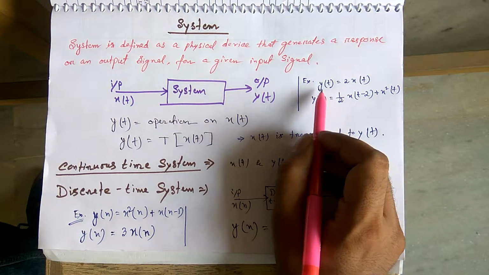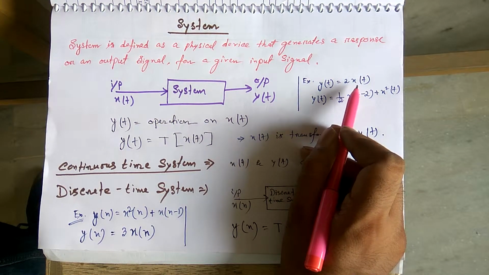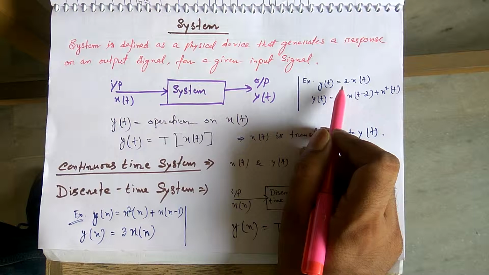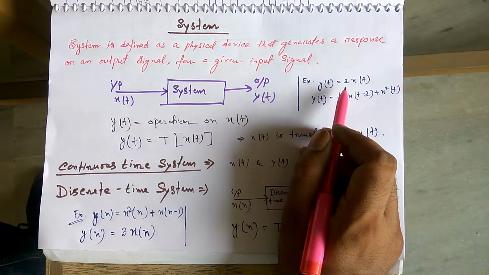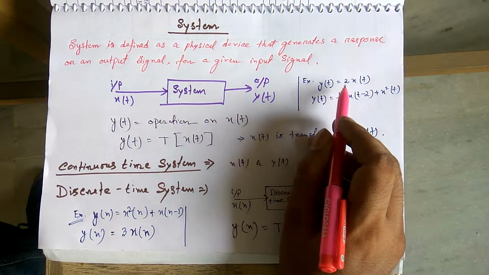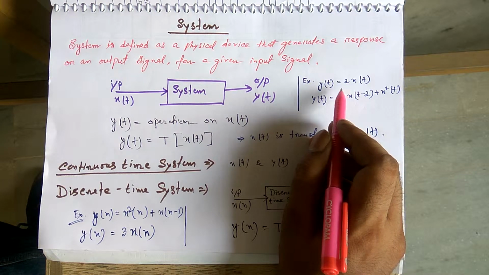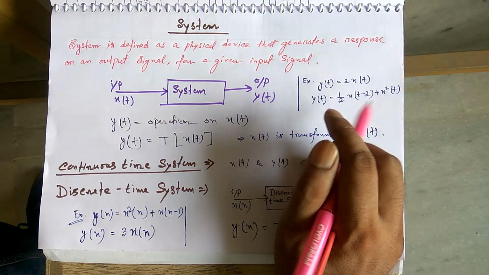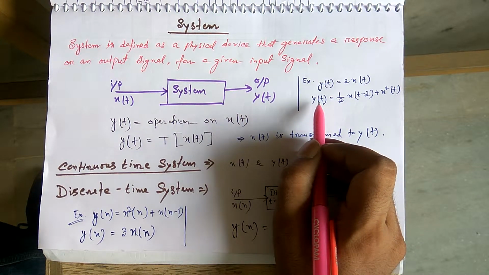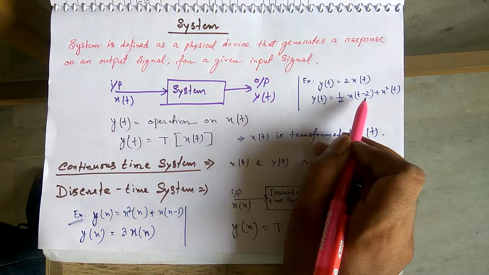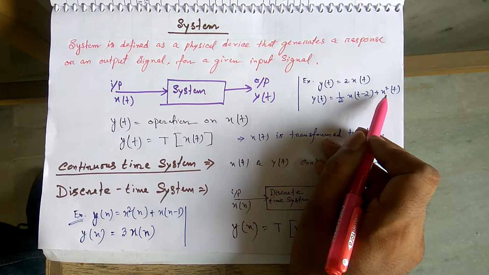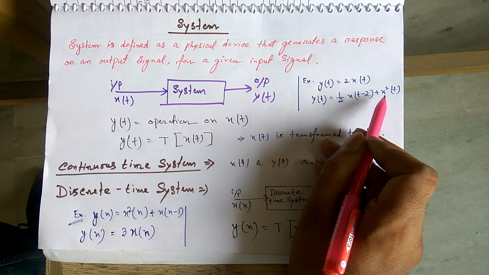there are some examples. y(t) equal to 2x(t), that means the input amplitude is multiplied by 2, that means the amplitude is increasing 2 times. And if you give an example that y(t) equal to x(t) by 2, that will attenuate your input, the amplitude will decrease. And here is another example, y(t) equal to half of x(t minus 2), that means the input is delayed by 2 steps, plus x squared (t), that means the amplitude of x(t) is squared.